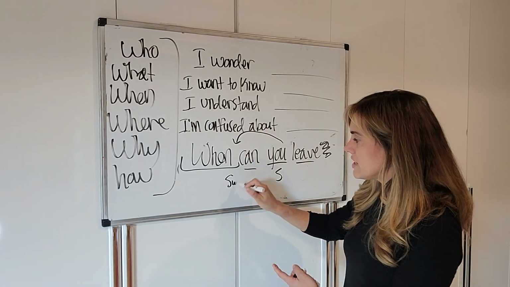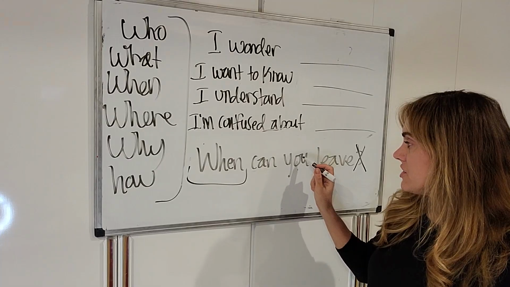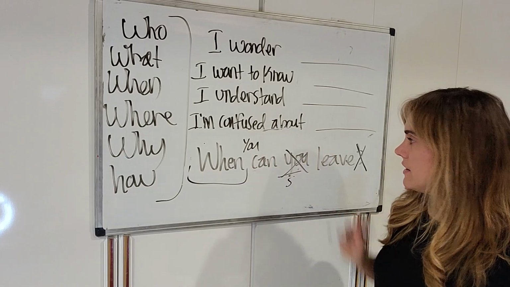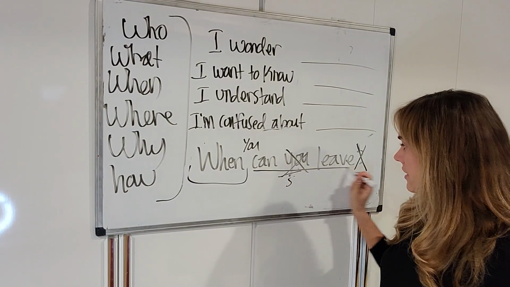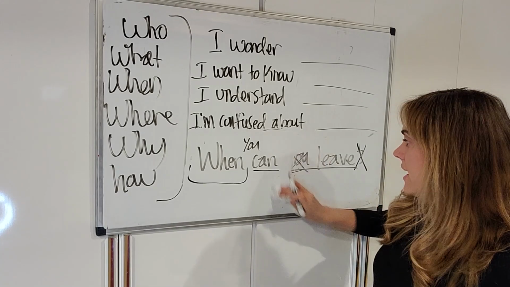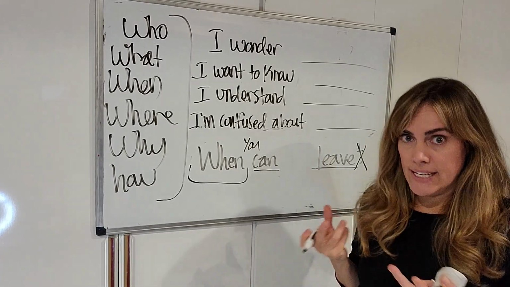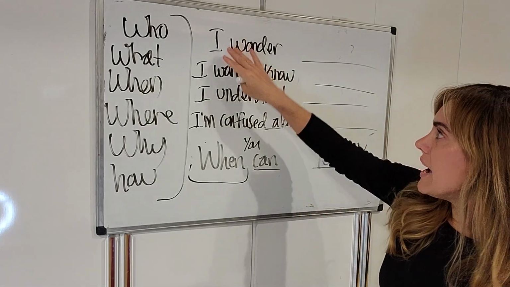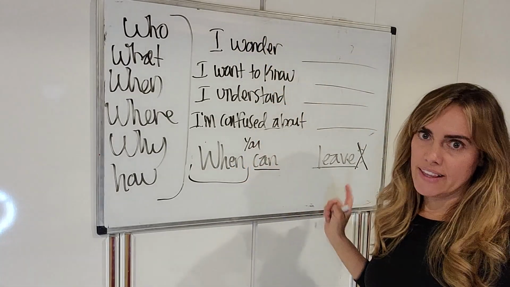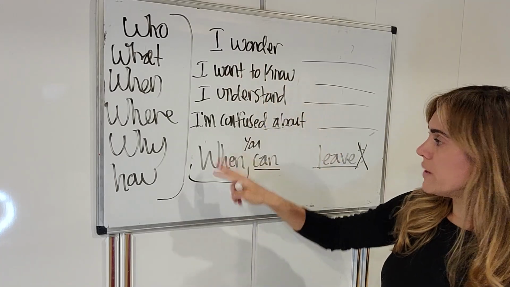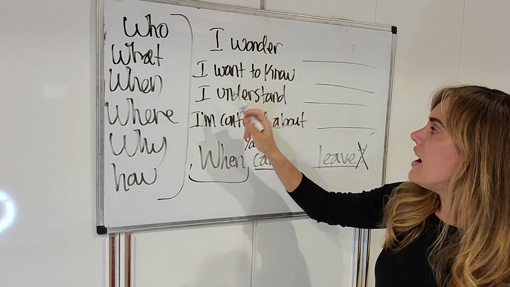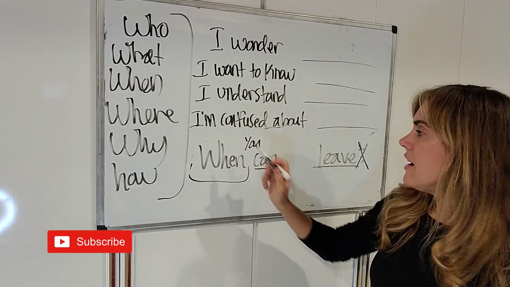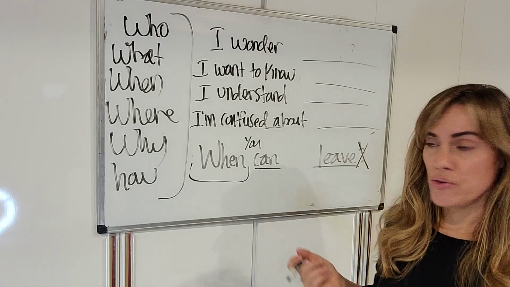Make sure the subject comes before. So that means you're going to move the subject, you, over here. Okay, and then you'll keep the rest of the verb. If the verb had like did in it, you would need to take that out. So let's see. I wonder when you can leave. I want to know when you can leave. I understand when you can leave. I'm confused about when you can leave. Okay, so that's how you would do that.